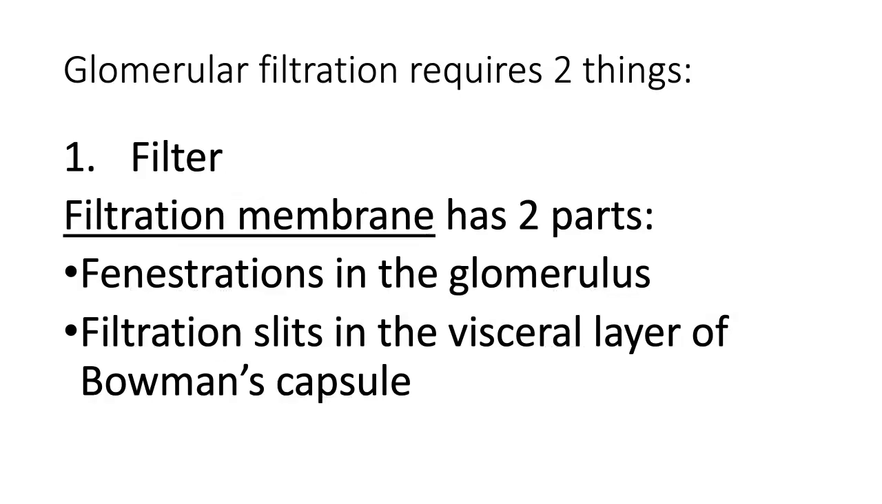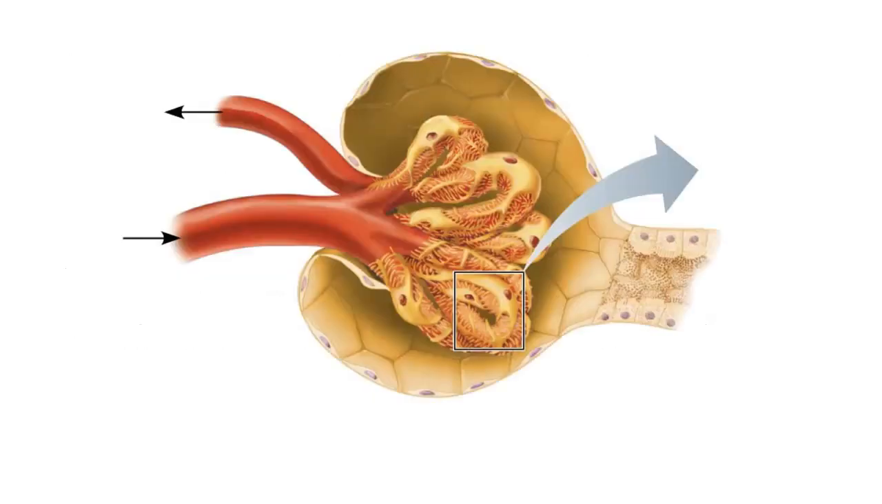So let's just take a look at the filtration membrane. We've already looked at this, but you can see the visceral layer of Bowman's capsule, those yellow cells, the podocytes, right, which are loosely interwoven together, leaving those big gaps called filtration slits. And then the glomerulus, the capillary bed underneath it, we know is porous.